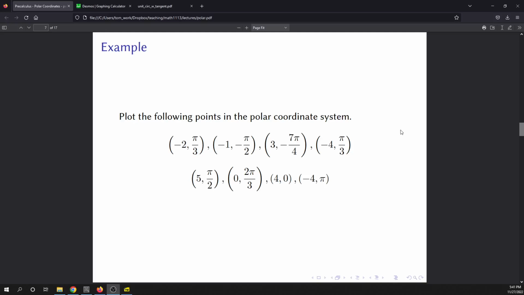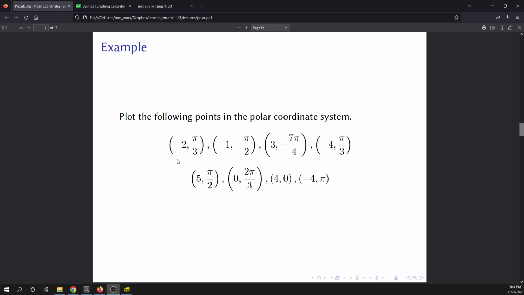All right, in this video, we're going to talk about how to plot points in the polar coordinate system. So here we have some points, and we'll just go through and plot each one of those. So the very first one would be (-2, π/3).